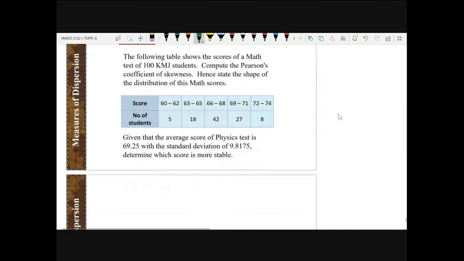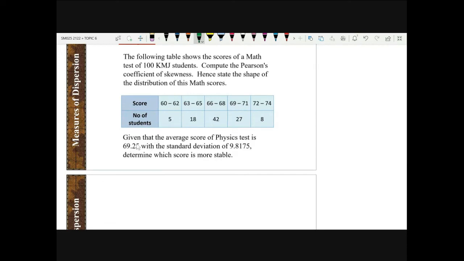Kita pergi laju. So, the following table shows score for maths test for 100 KMJ student. Compute the Pearson coefficient of skewness and state the shape of the distribution. Okay, kita suruh cari SK. Lepas tu state the shape of distribution. Alright, no problem for that.